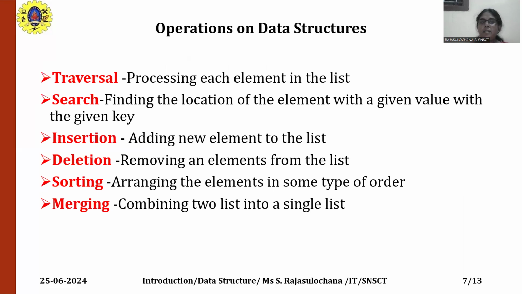This slide represents the general operations that we perform on a data structure. Whatever the data structure we use, these are the general operations that we perform on it. First one is traversal. Traversal is about processing each element in the list. Visiting all the elements in the list is called traversal. Next is searching or finding. This is about finding the element location based on a particular value with a given key.